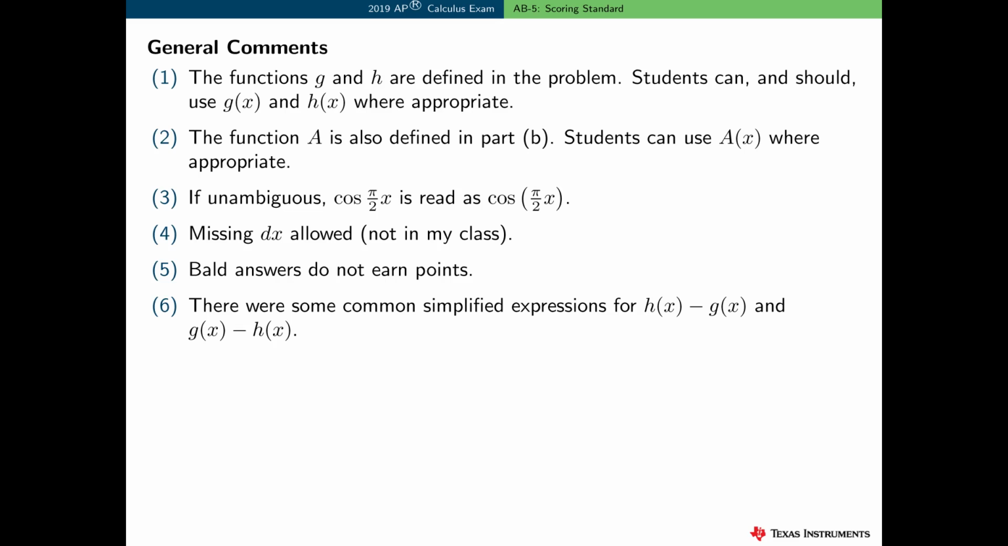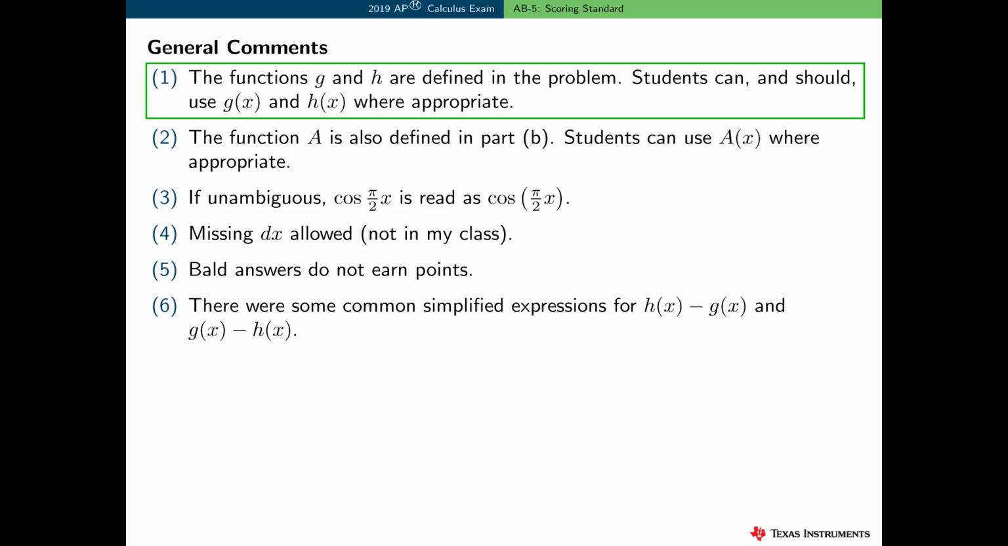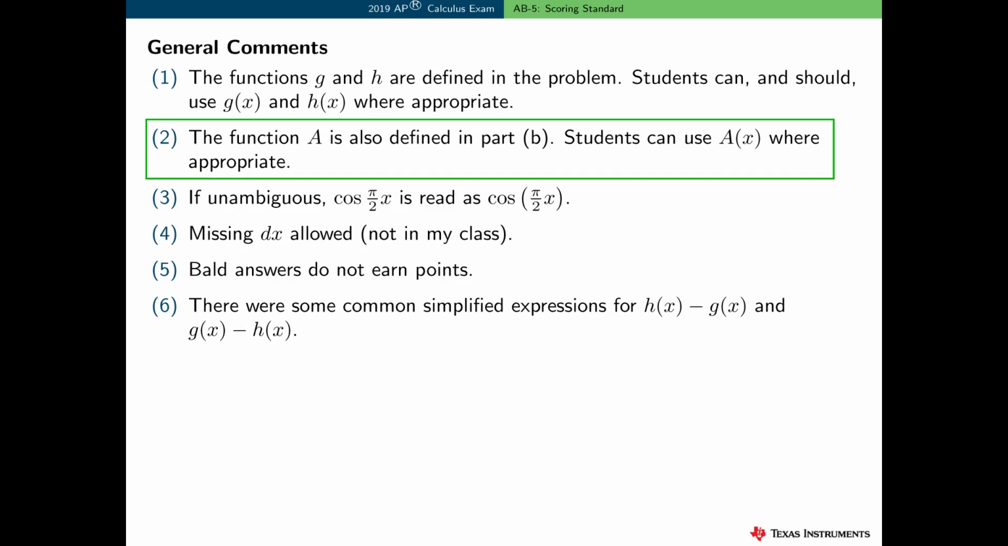Here are just a few general comments about scoring this question. The functions g and h are defined in the problem, so students can, and should in my opinion, use g of x and h of x where appropriate, instead of trying to write out the expressions for each. That often leads to copy errors or parentheses errors. And the same for the function a. It's defined in part b, so students should use a of x where appropriate.